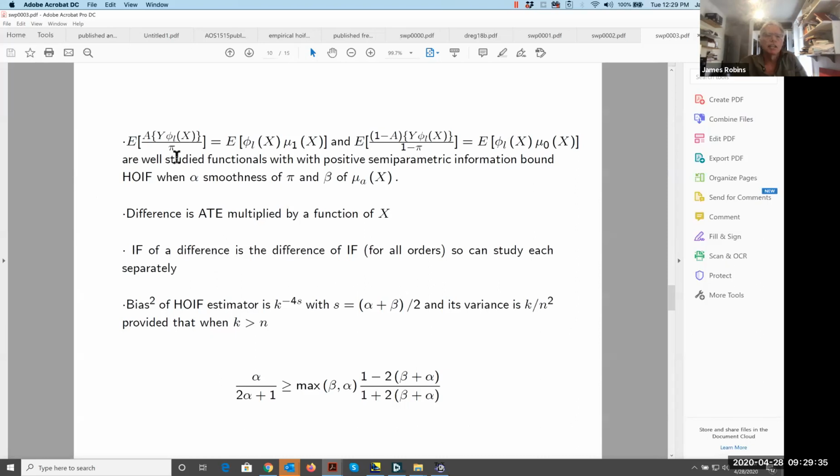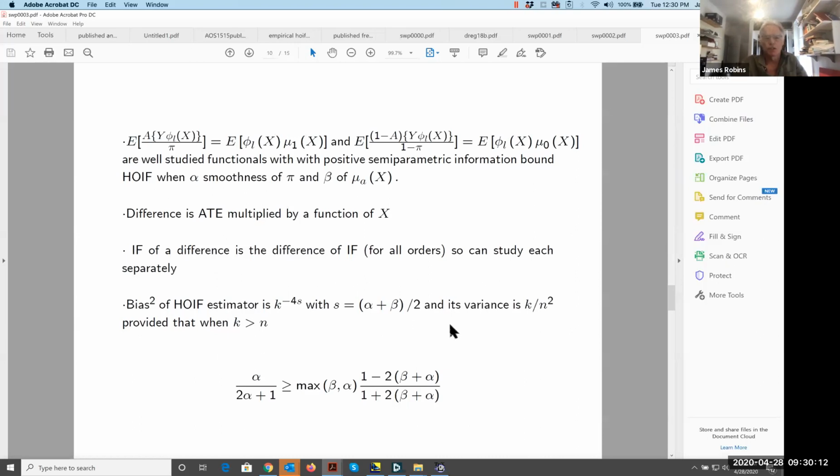Okay, because it's just the ATE, but we multiply by a function of X, one for each alpha L. So we know that the bias of a higher order influence function estimator of alpha L is going to be K to the minus 4S, with S the average of the smoothness of the propensity score and the outcome regression. And its variance is K over N squared, plus a 1 over N term. The K is less than N squared. I left out the usual term.